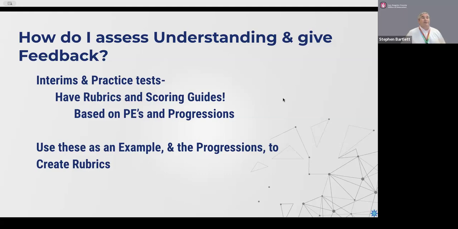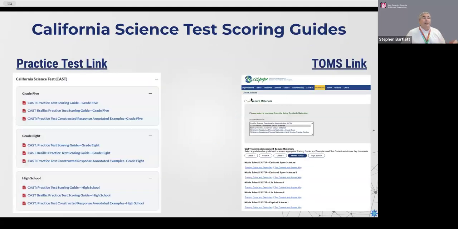If we look at the next slide, here's an image of what it looks like. This is what the links to those scoring guides and examples look like on the CAST-LPAC site. Practice test materials on the left don't require a login, as I said. The interim assessments for science require a login in TOMS. And here we're showing you the materials that are located there under the resources tab. Like I said, it's a little harder to find. After selecting CAST interim assessment secure materials in the secure materials box, then choosing a grade level, those are both available to you.